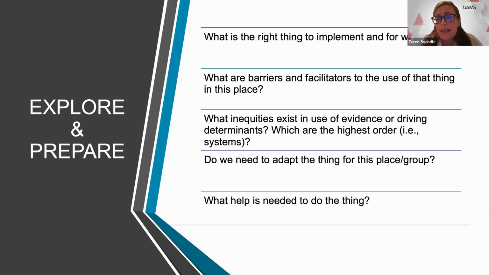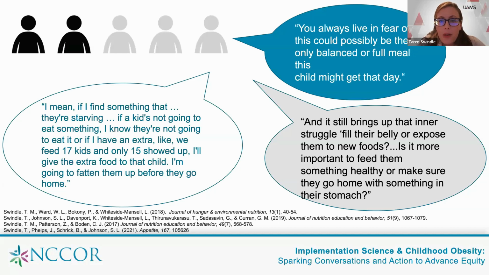Then we think about things like, do we need to adapt this thing for this place, for this group? And whose evidence was it anyway to start with? Who was involved in the original trials that generated this evidence? And is this evidence appropriate for this group of people? And then finally, what help would be needed to do this thing? So what is happening in this system that must change or be addressed to do the things to meet the needs of the folks?